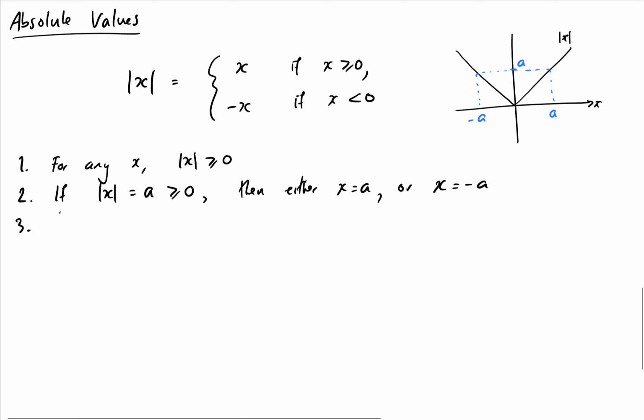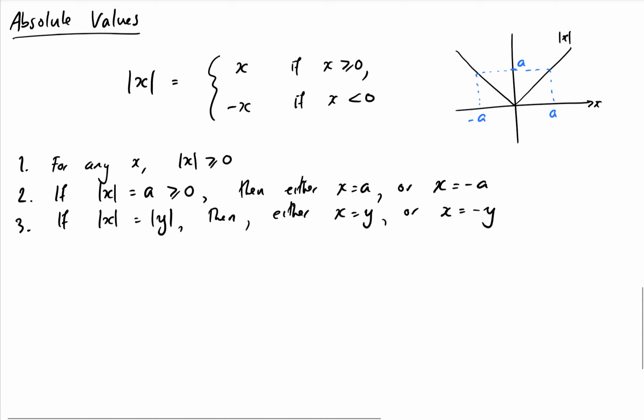Likewise, quite often we'll have the absolute value of x equaling the absolute value of y. Then, again, we've got two cases. Either x equals y, or x equals negative y. So this also produces two things that we need to know.